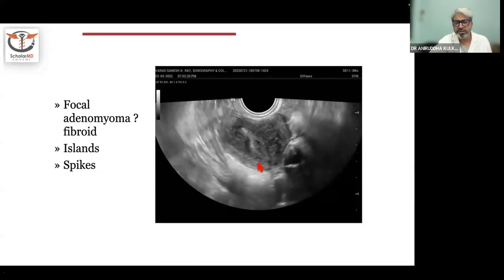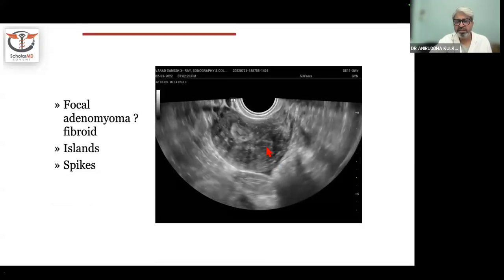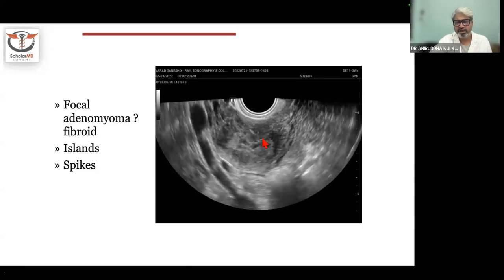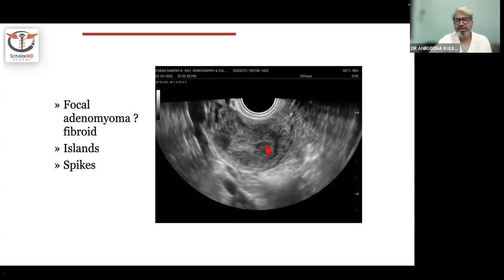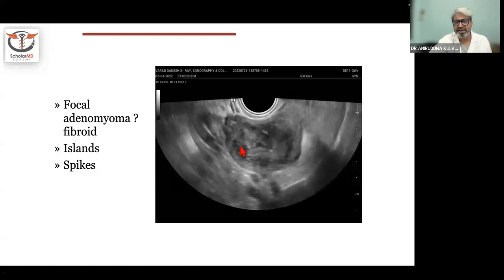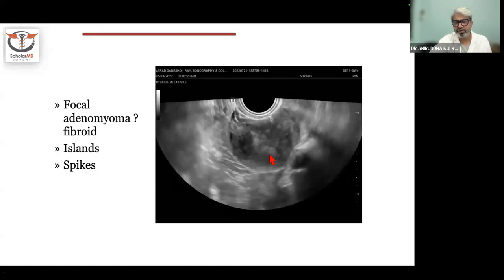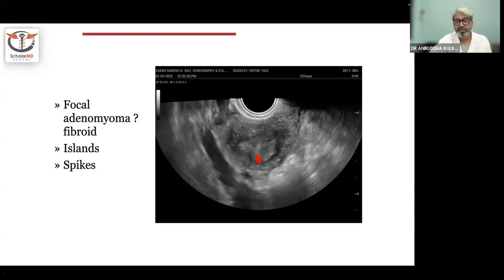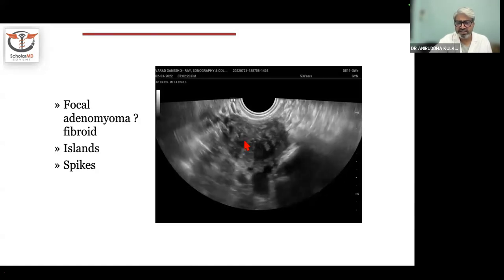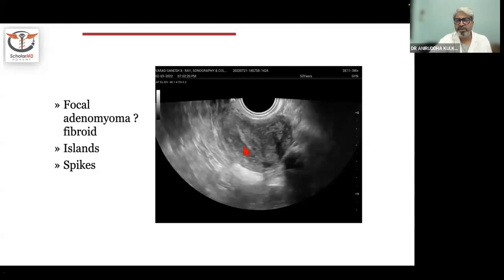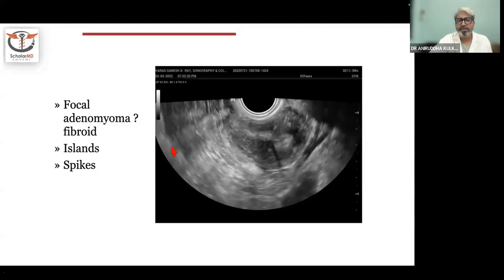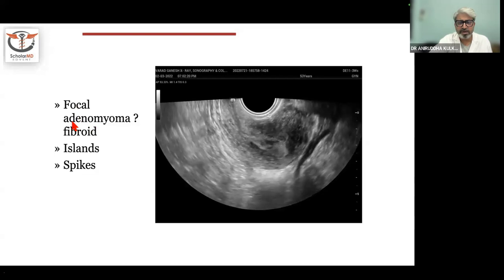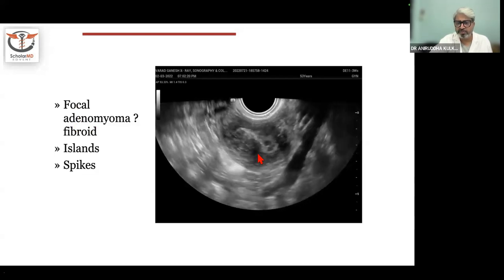Now, what about this? Now here the endometrial cavity is irregular. I can see that the endomyometrial junctional zone is thickened in some part, interrupted and irregular in one part. I can appreciate some amount of focal lesion here, but this lesion is in continuity with the endomyometrial junctional zone. So am I going to call it a focal adenomyoma? No, I am going to call it focal adenomyosis.